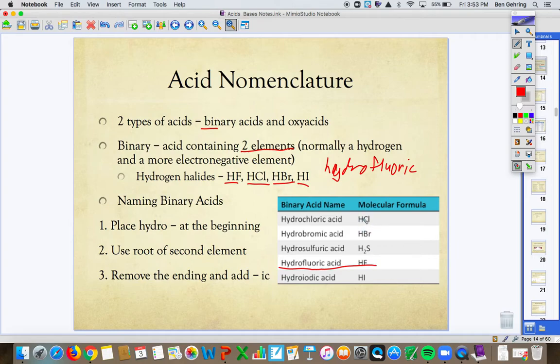We also have HCl. So hydro is the first part. The root word is chlor and end in IC. It's hydrochloric, hydrobromic, hydrosulfuric, and hydroiodic. Those are all binary acids. That's a look at how you go about naming them.